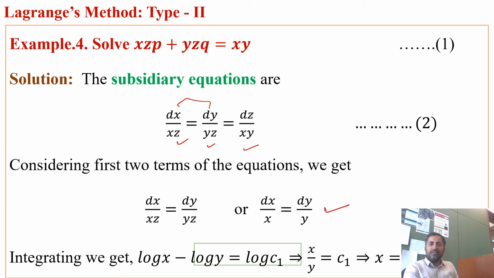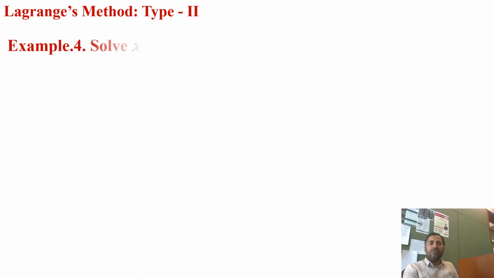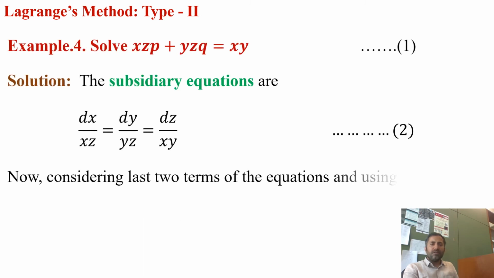Again, you can integrate it. So by integrating, it will be log x minus log y is equal to log c1, or again x upon y is equal to c1, or x is equal to c1y, that you can write. So this relation we are going to use here. So again, the first and second fractions we have already considered. Now we go for the last two terms. Suppose last two terms we are taking here. So y will be automatically cancelled here, but x is equal to c1y, that we can see.